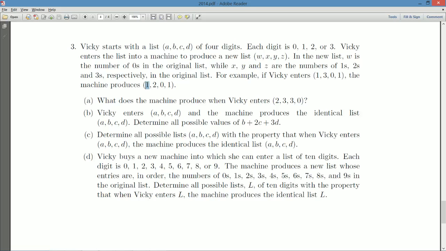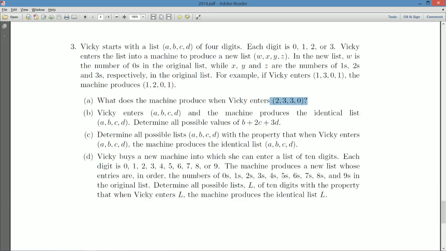Because we have 1 0 in the original list, 2 1s in the original list, 0 2s in the original list, and exactly 1 3 in the original list. Okay, so the machine just describes the list that's put into it. So what does the machine produce when Vicky enters in 2330?